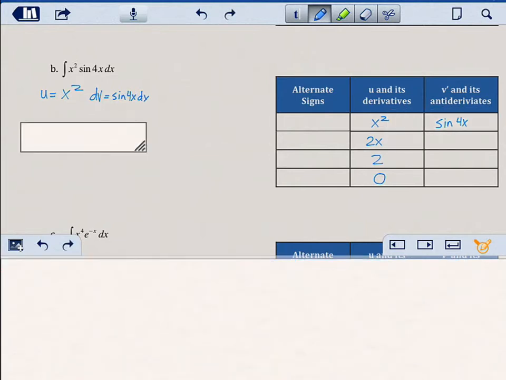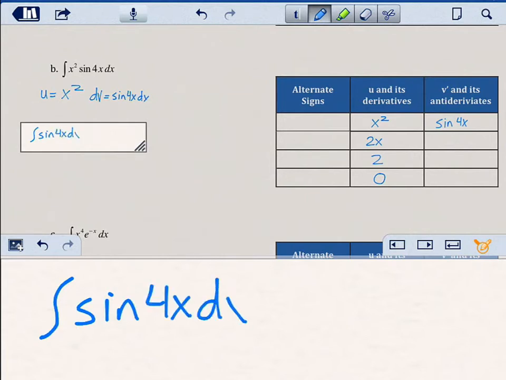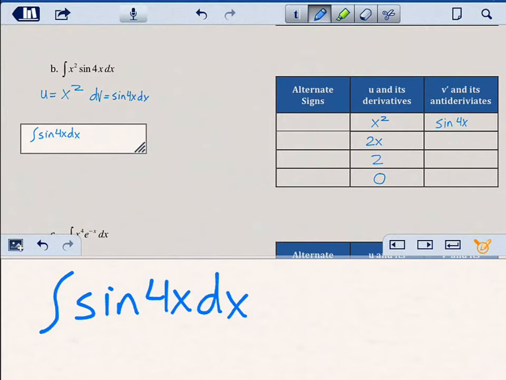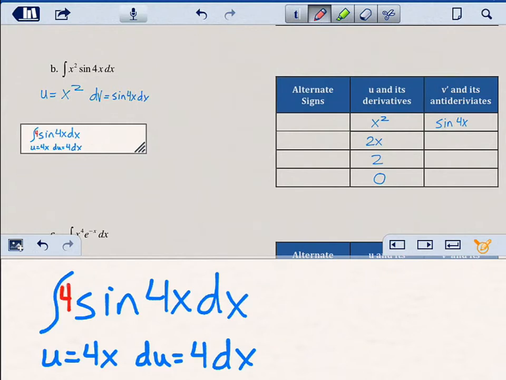Okay, so let's do some work over here on finding the antiderivative there. So we want the integral of sine of 4x dx. And so for this one, we would let u equal 4x, and that means we need du on there, which would be 4 dx. So that's going to mean placing a 4 on the inside and a 1/4 on the outside.